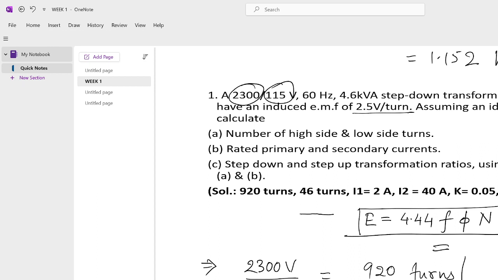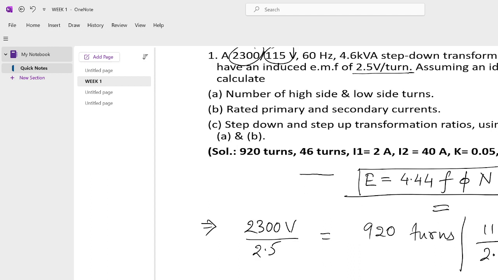Now if you go for the low side turns, it will become 115 divided by 2.5. That will give you the number of low side turns, which will be around 46. Clear? Yes, sir. Okay.